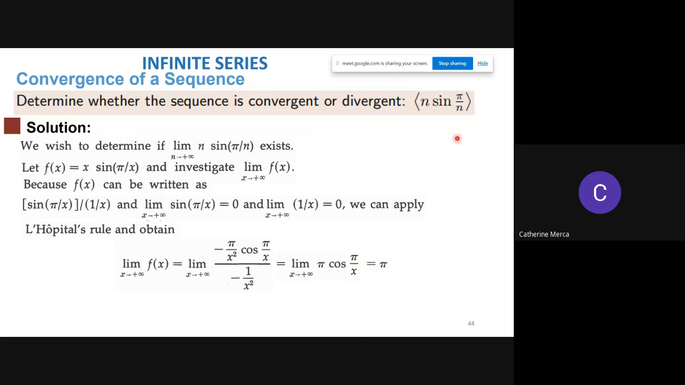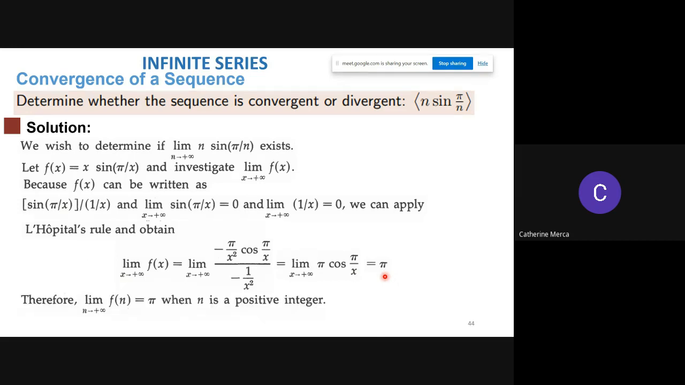So, it looks like, when you look at it, it is divergent because it is n times sine pi over n. But if you use L'Hôpital's rule, because you come up with infinity times pi over n, the concept of L'Hôpital's rule can only be used when you have 0 over 0 or infinity divided by infinity. Right? So, you need to rewrite it. That's why it was rewritten as sine of pi over x over 1 over x. And when you use L'Hôpital's rule and take the derivatives, you come up with a value of pi.